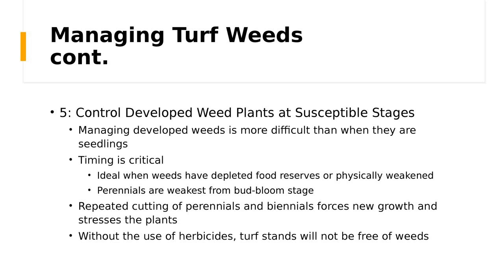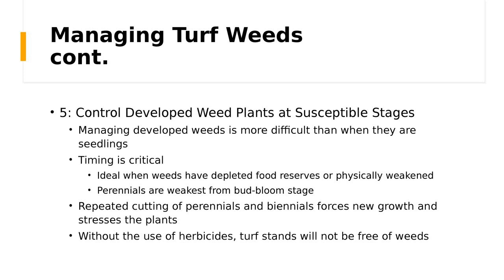For instance, perennials are weakest from bud to the bloom stage, so that's a really good time to target them. Repeated cutting of perennials and biennials forces them to produce new growth, which stresses them out. It's also going to deplete them of their food reserves, right? Because they're storing food reserves down in their root systems for the following year. And so if you can continuously deplete them of those food reserves, you'll eventually kill them out through a mechanical practice. Without the use of herbicides, turf stands will not be free of weeds.